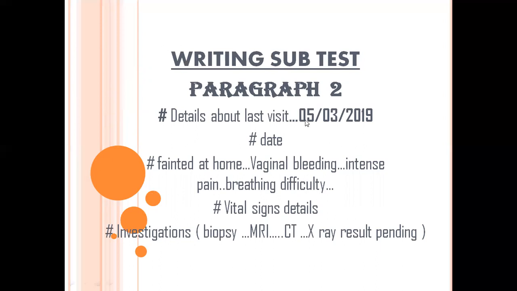And if you wish, you can mention the date, but not in this form. You have to go with the expanded form. Okay, and we will say the details that when she fainted at home, vaginal bleeding, intense pain, breathing difficulty, and we took the vital signs, and you can include the vital signs details, and she was suggested to have the investigations. I mean, had the investigations, biopsy, MRI, CT, X-ray, but the results are pending. These things you have to write in the paragraph number 2.